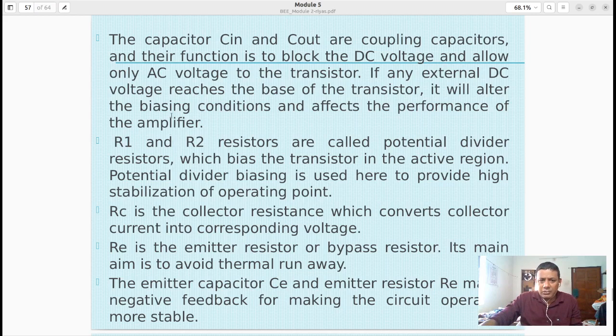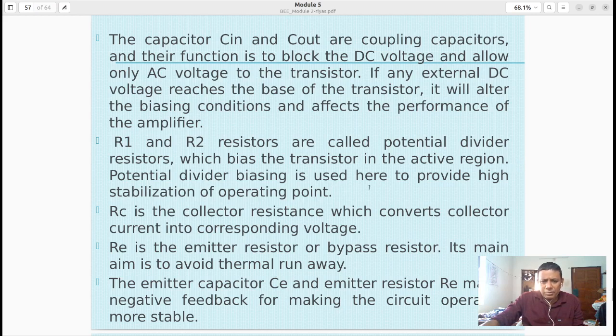If any external DC voltage reaches the base of the transistor, it will alter the biasing conditions that I have told. If another DC voltage comes, it will affect the DC biasing condition. DC biasing means the transistor may come out of the active region and it will not function as an amplifier. And again, R1 and R2 are resistors called potential divider resistors or voltage divider resistors, that I have told you. R1 and R2 will provide the biasing, which biases the transistor in the active region.